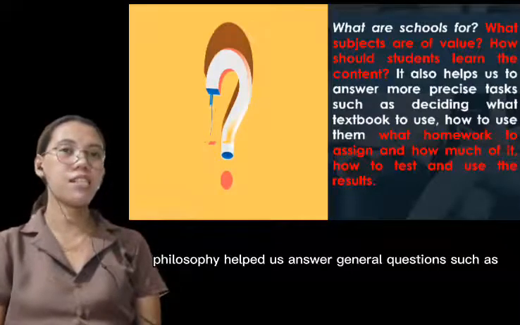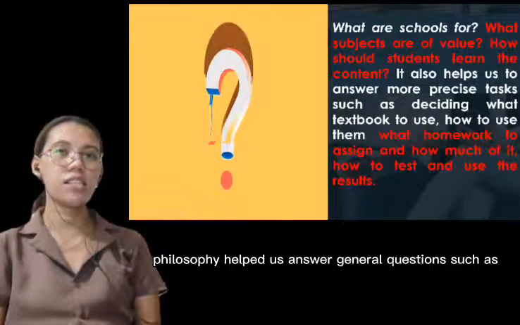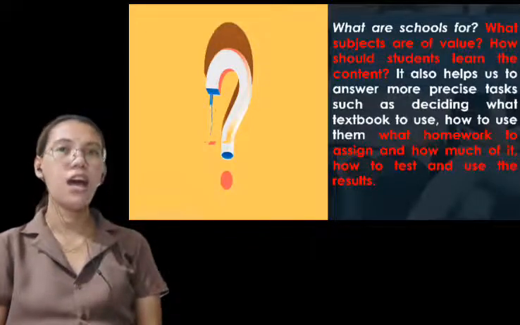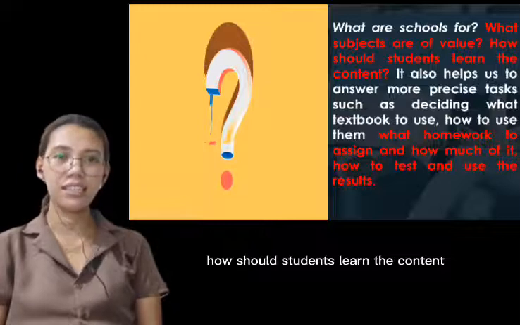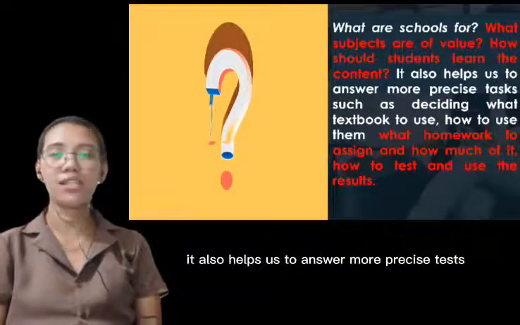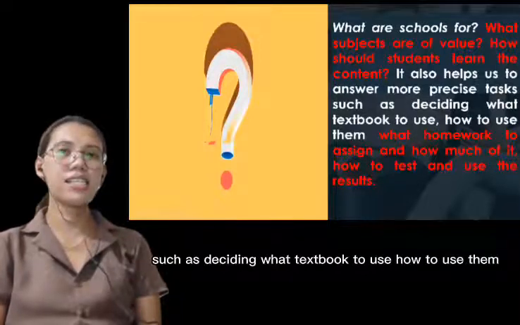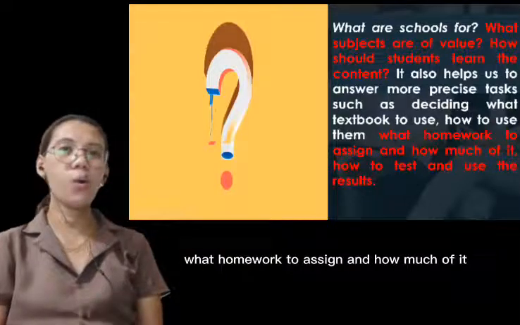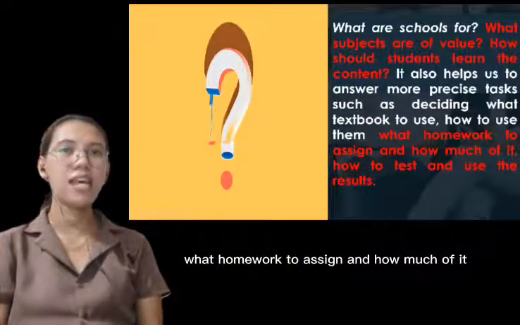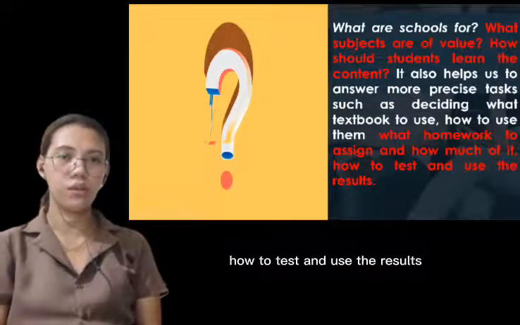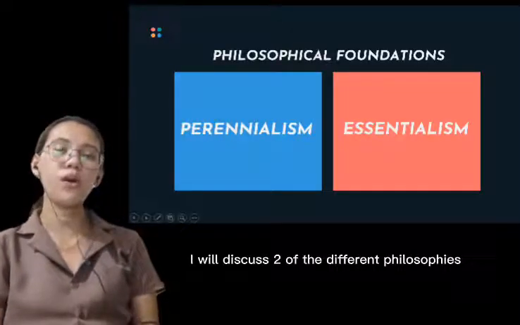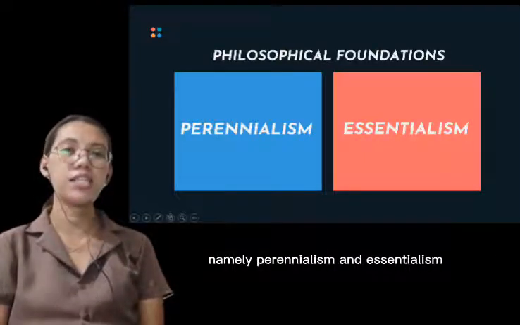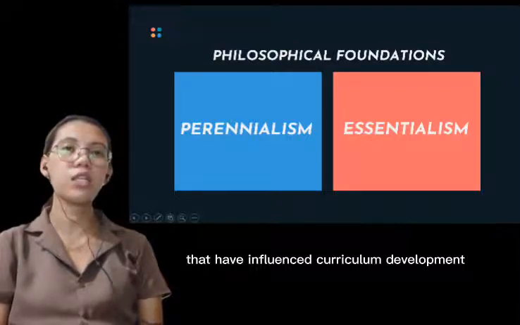Philosophy helps us answer general questions such as what are schools for? What subjects are of value? How should students learn the content? It also helps us to answer more precise tasks such as deciding what textbook to use, how to use them, what homework to assign and how much of it, how to test and use the results. I will discuss two of the different philosophies, namely perennialism and essentialism, that have influenced curriculum development.